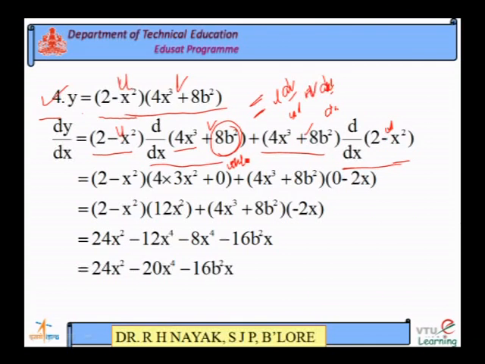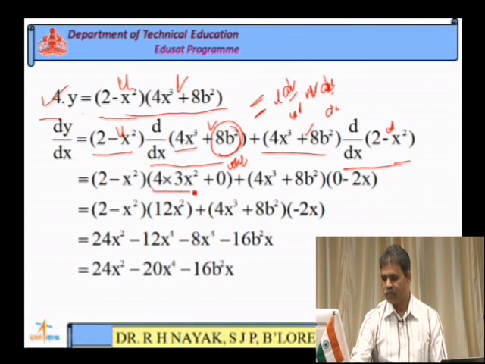Then v is kept as it is here, 4x cube plus 8b square is taken as it is, and differentiation of 2 minus x square. Differentiation of 2 is 0, minus x square differentiation is 2x. Hence, finally, we reduce it to 2 minus x square into 4 3s are 12x square, plus 4x cube plus 8b square into 0 minus 2x is minus 2x. If you want, you can multiply it, otherwise you can keep it in that step only.